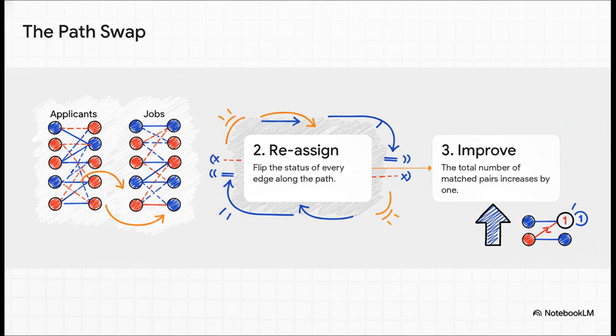Once you find one of these special alternating paths, the next step is dead simple. You just flip the status of every single connection along it. Any edge that wasn't in our matching gets added, and any edge that was in our matching gets removed. And because the path starts and ends with an unused edge, the incredible result is that the total number of matched pairs goes up by exactly 1. We've just improved our entire solution.